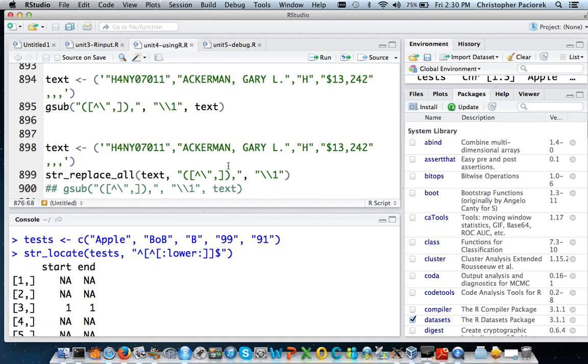Okay, so what about the 2 words separated by a white space? So we have.